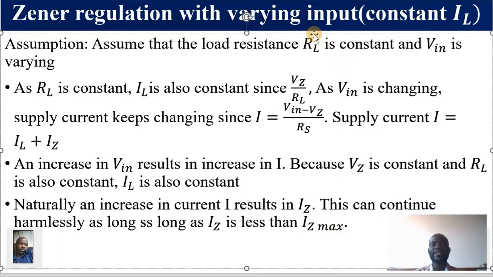So we have made an assumption that when the input increases and the output is constant, which means IL is constant, it means I, which is the supply current, is changing when the input is changing. So when it is increasing, IZ must increase. When it is decreasing, IZ must decrease, as long as the value is between the minimum Zener current and this. Please take note.